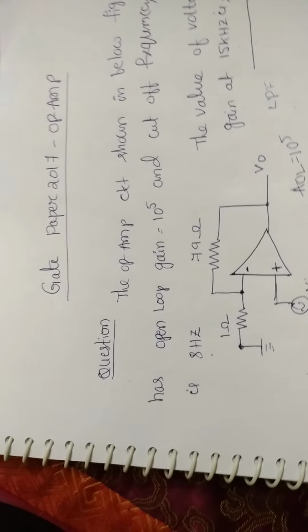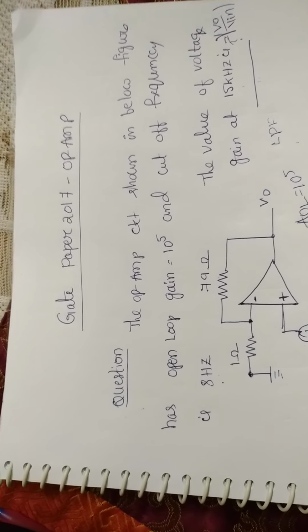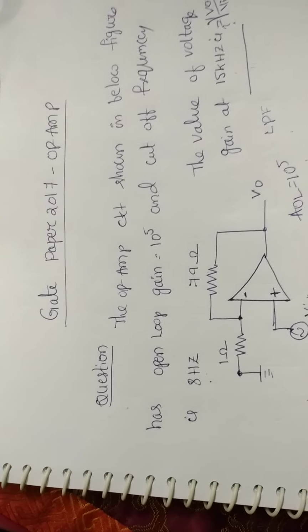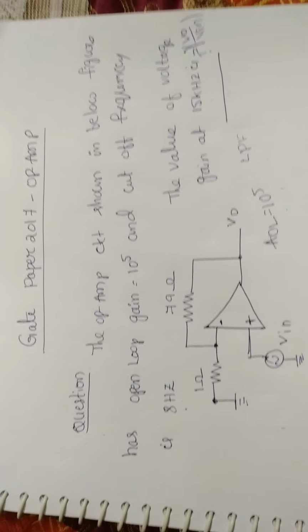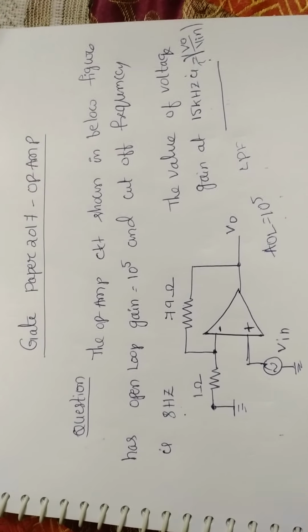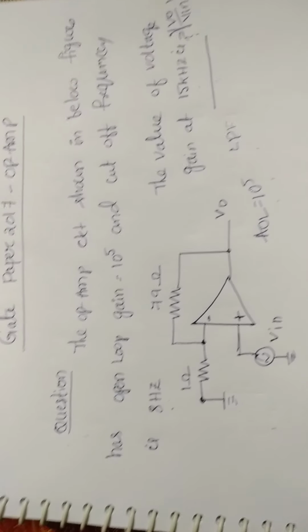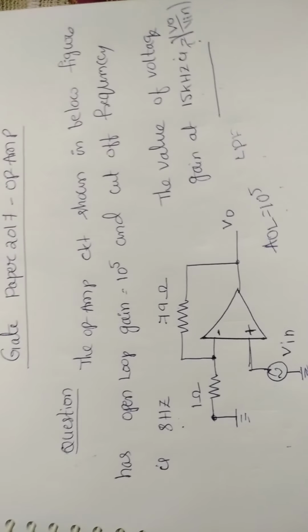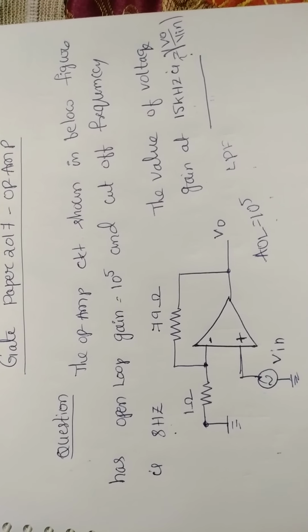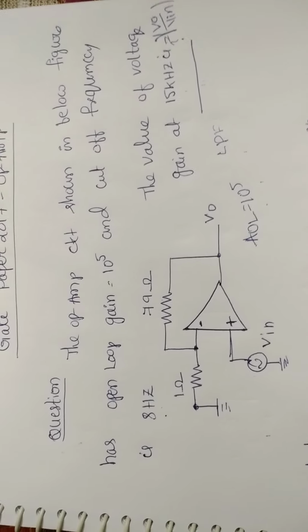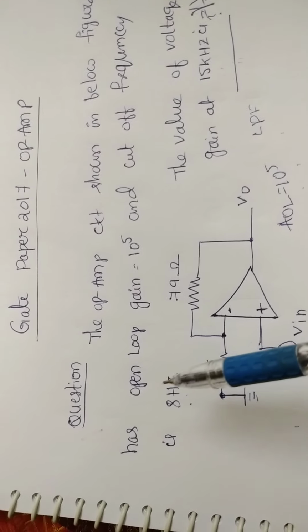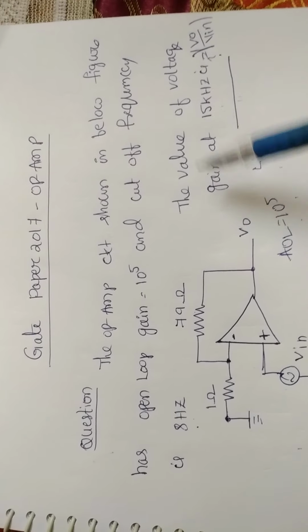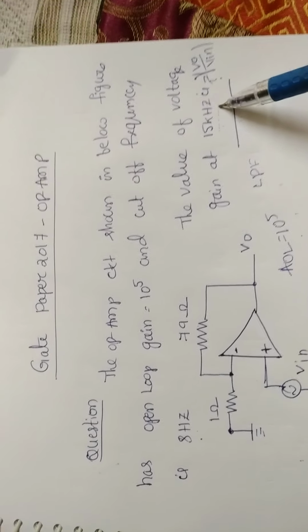Hello. So this is a GATE question from 2017 analog electronics related to operational amplifiers frequency response topic. So let's see the question. The operational amplifier circuit as shown in figure has an open loop gain equal to 10 power 5 and cutoff frequency is 8 Hz. What is the value of gain at 15 kilohertz?